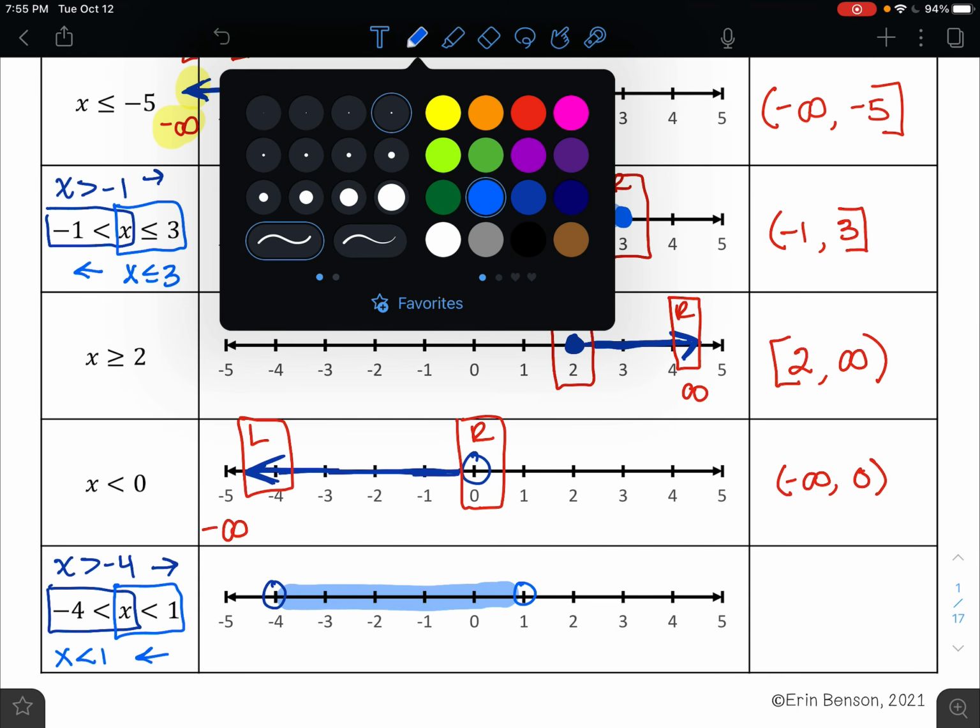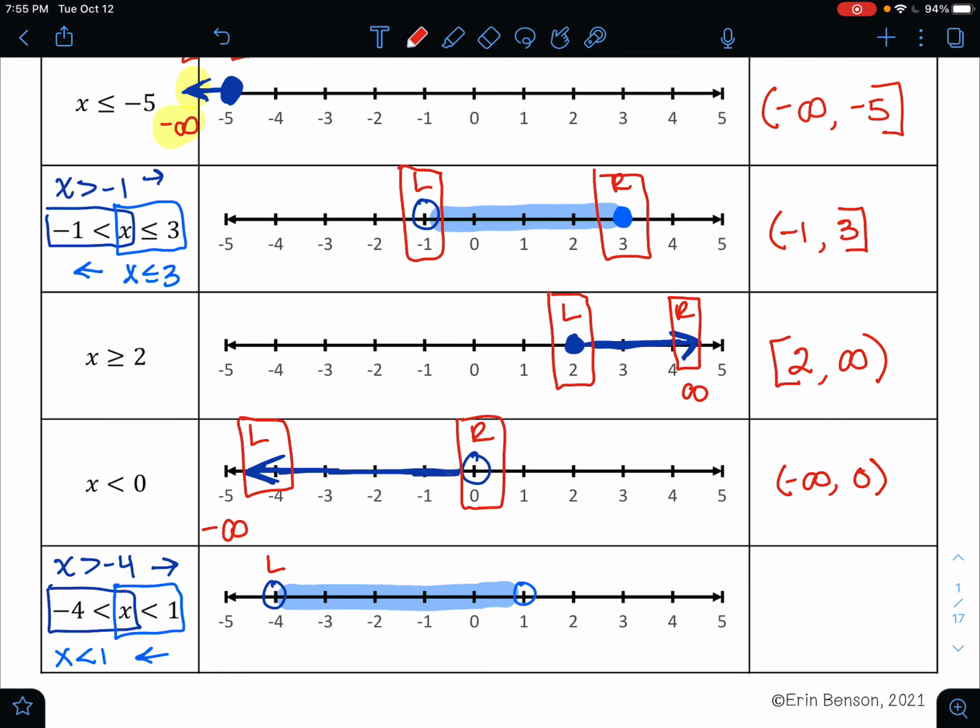So for my interval notation, you always write it from left to right. My furthest point to the left is negative 4. Negative 4 is an open circle, so that will get a parenthesis. My furthest point to the right is 1. 1 is an open circle, so that will get a parenthesis.